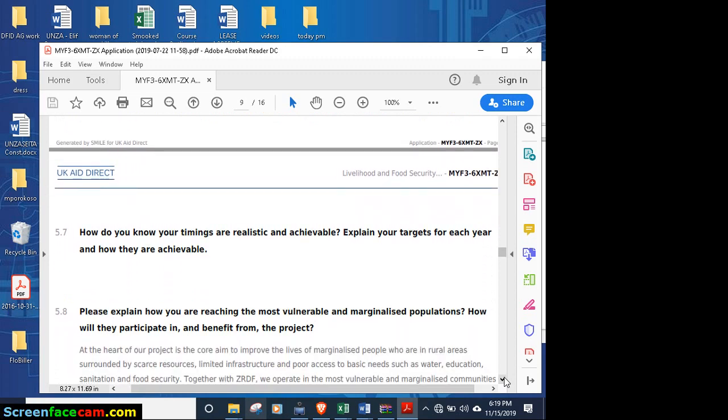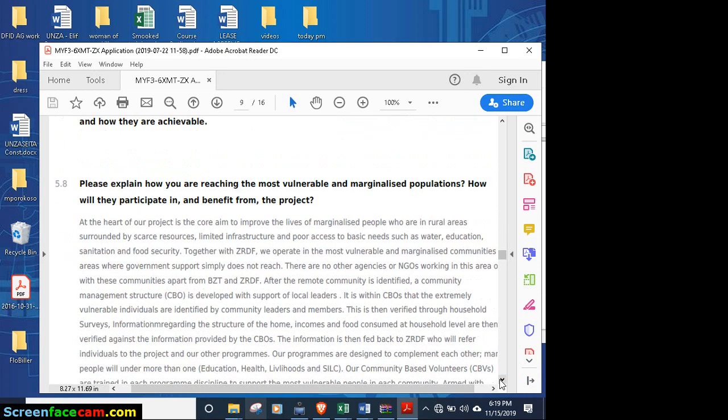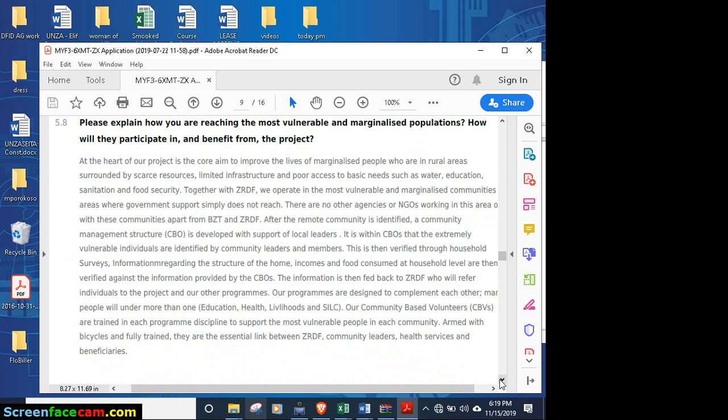How do you know your timings are realistic and achievable? Explain your targets for each year and how they are achievable. So remember, targeting is very, very key. Please explain how you're reaching the most vulnerable and marginalized populations. How will they participate in and benefit from the project? So remember, that's why we said that we really need to make sure that we are speaking to the beneficiaries. We have put in a sustainability model in our work. And yeah.